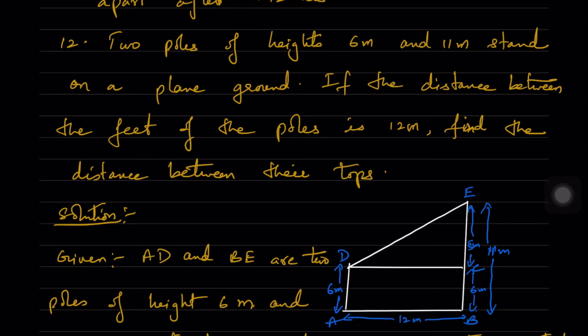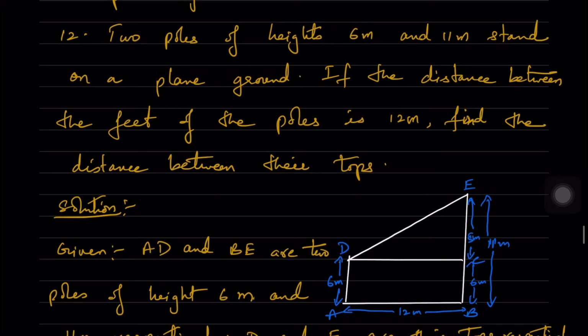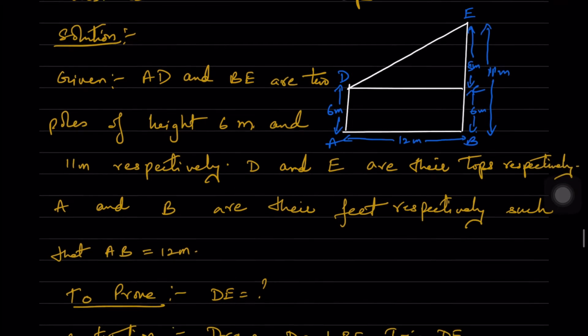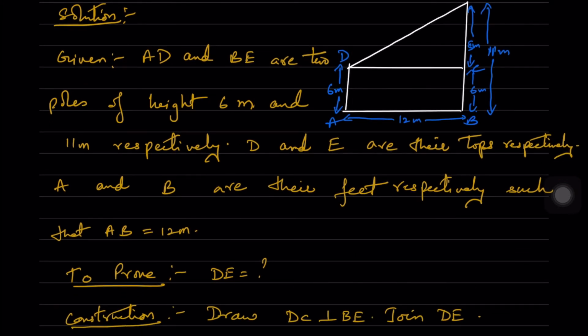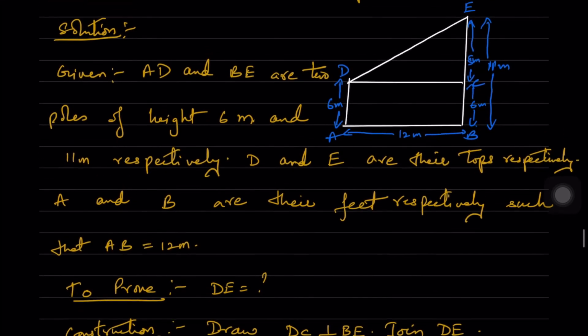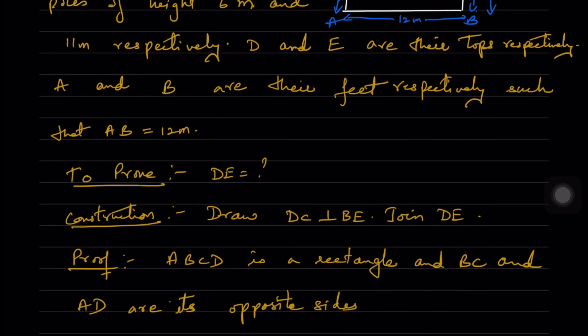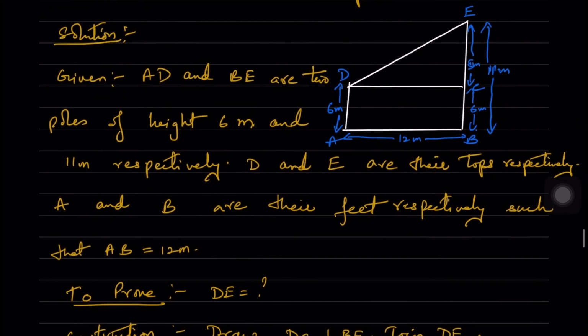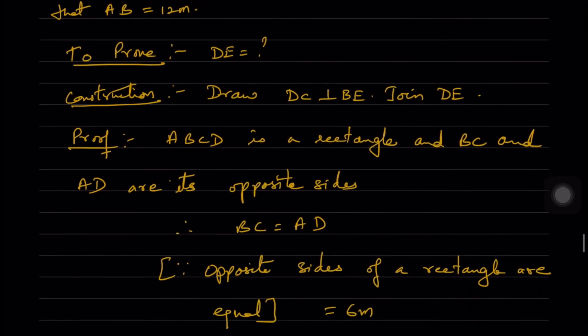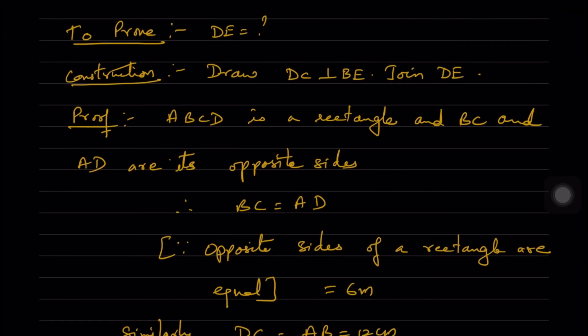Now here you can see that DCE forms a right angle triangle, so we can find the distance between the tops of the poles. Here AD and BE are two poles of height 6 meters and 11 meters respectively. D and E are the tops respectively, A and B are the feet respectively, such that AB is equal to 12 meters. To find DE, draw DC perpendicular to BE, or you can also draw it parallel to AB. Join DE as well.